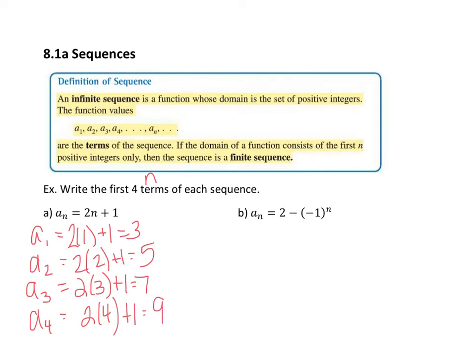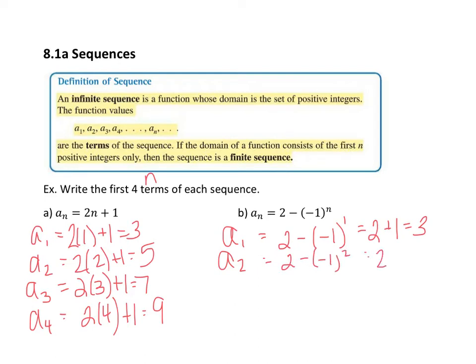Okay, let's do the same thing over here for B. If I'm looking for the first term, 2 minus negative 1 to the first power. Well, negative 1 to the first power is going to be negative 1. So 2 plus 1, that's 3. A sub 2, 2 minus negative 1 squared. Square negative 1, then I get positive 1. Then it's 2 minus 1, which is 1.